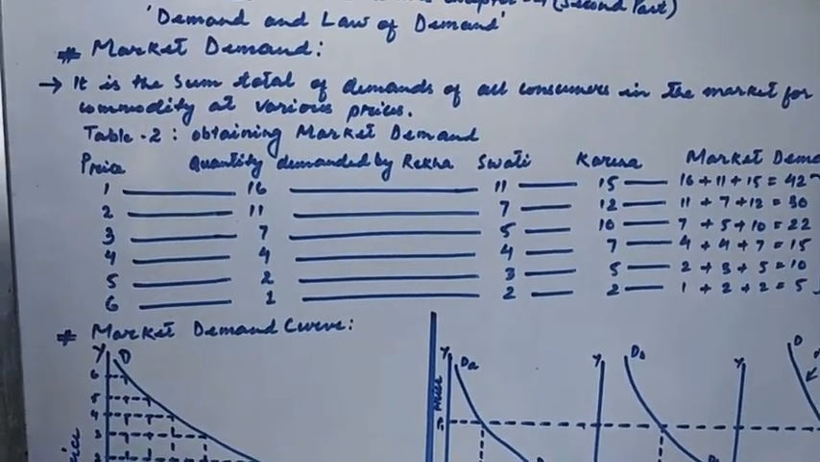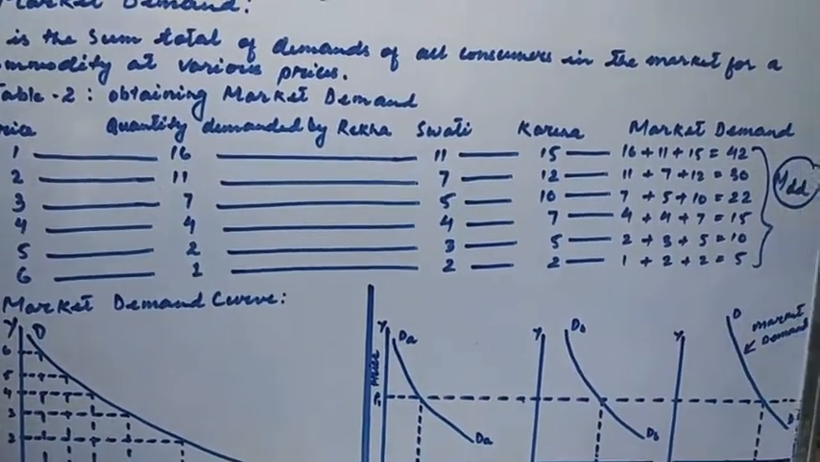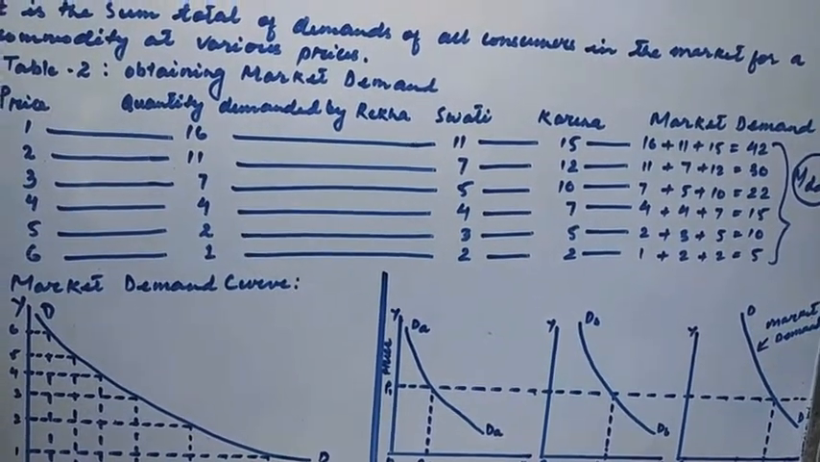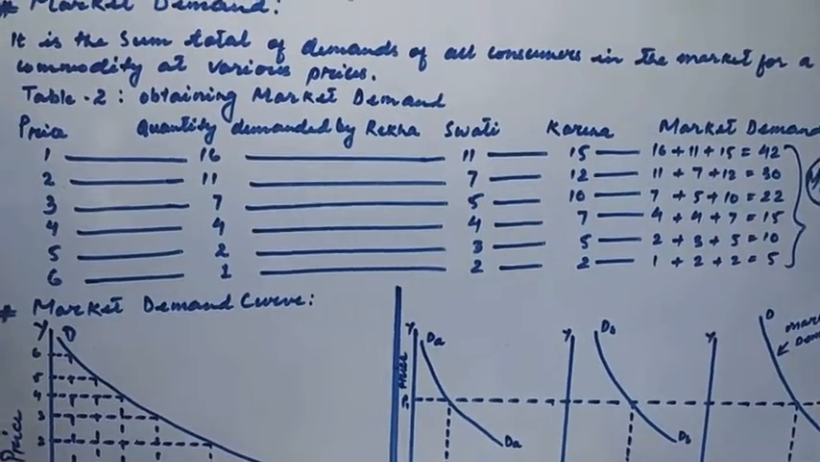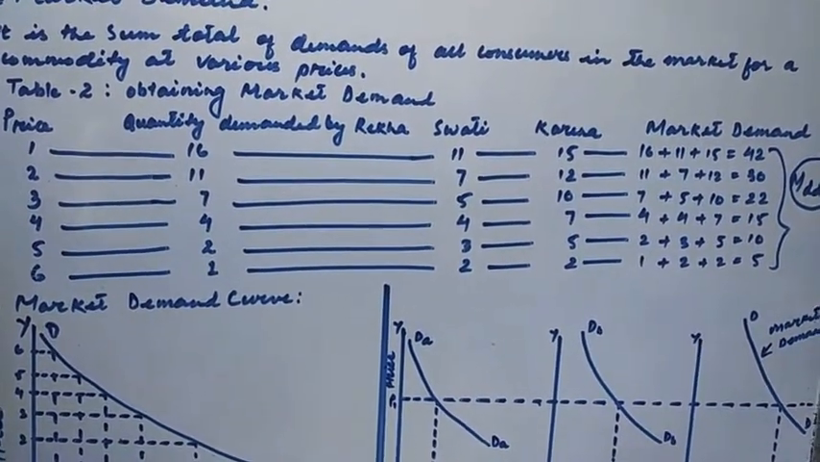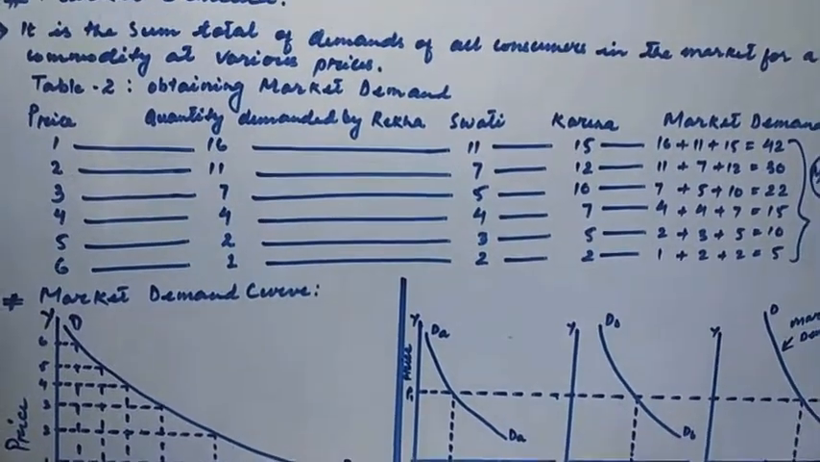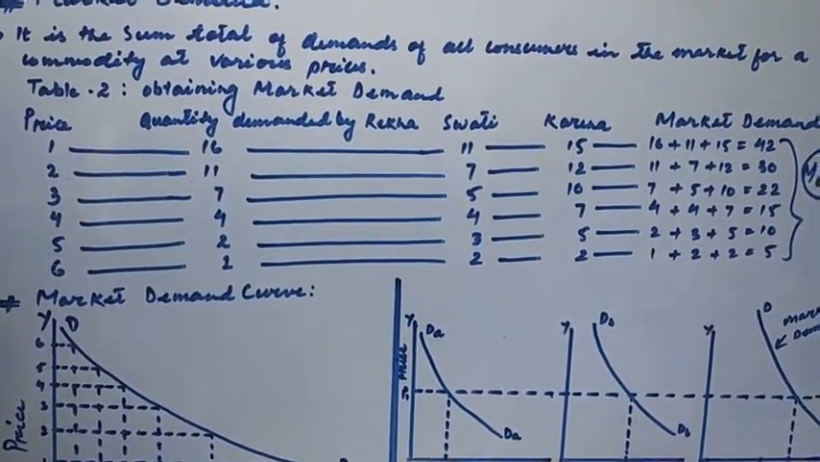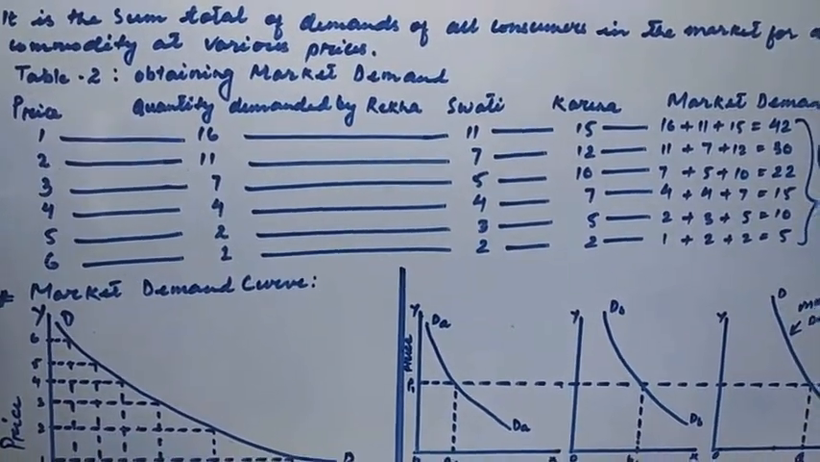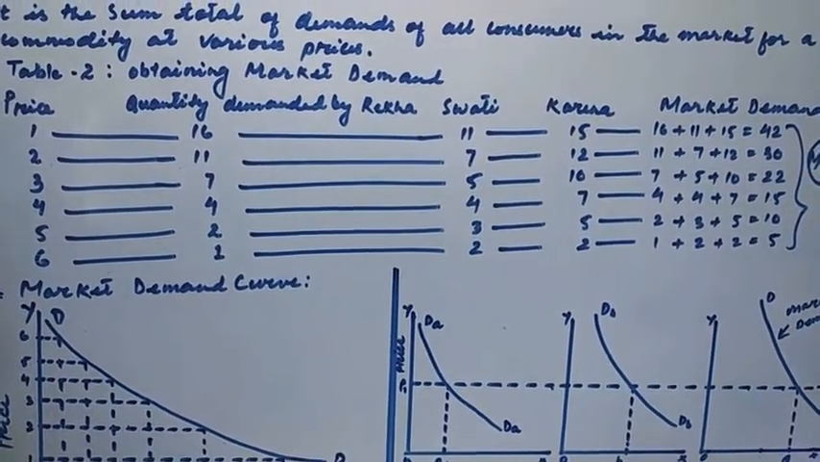So far we have discussed only consumers' individual demand for a commodity. However, it is the market demand for a commodity which plays an important role in determining the price for a commodity. It is actually the market demand, and not the individual's demand, which will determine the prices. So it is the market demand which determines the price of a commodity.